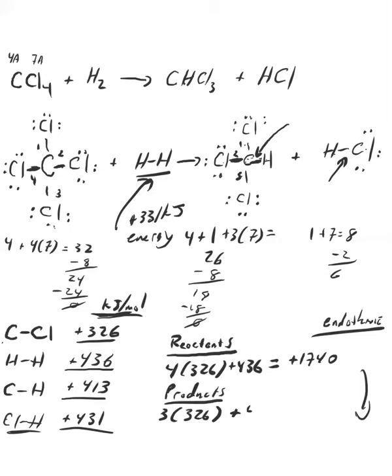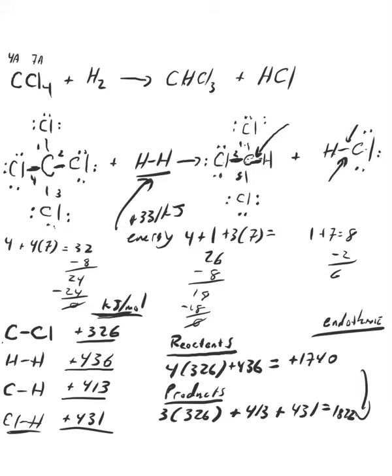So that's plus 413. And then we have our HCl. So our HCl is 431. Thank you. Okay, that's going to probably change the answer, right? It might actually make it exothermic, or it's going to be pretty close. Let's see. So now let's do the products. 3 times 326 plus 413 plus 431, and you got 1822.